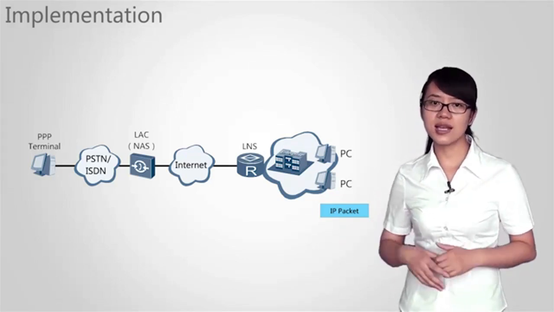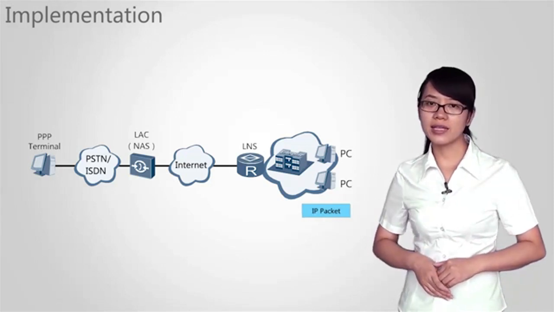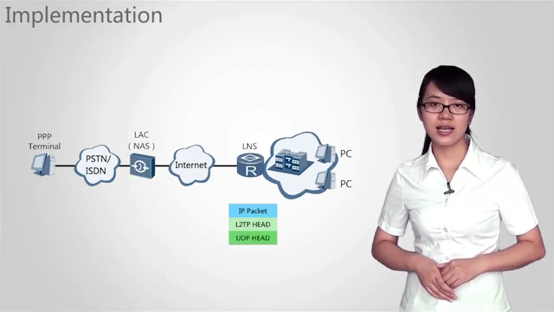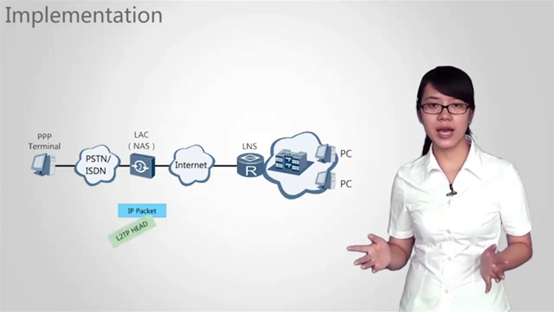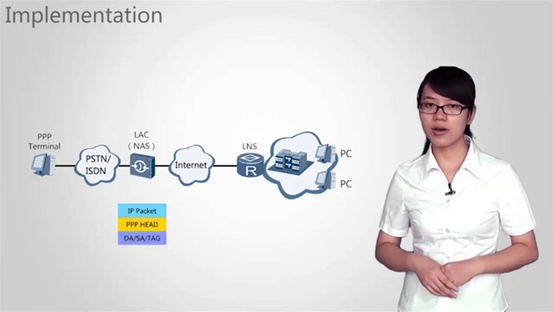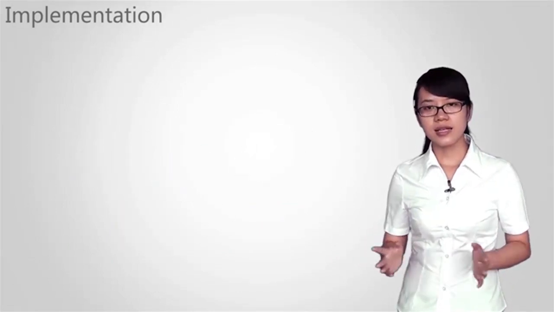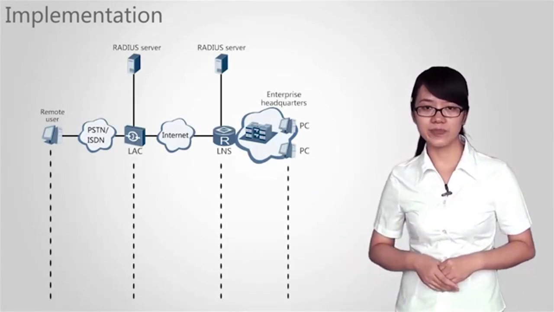When the headquarters sends a reply message back to the remote user, the packet encapsulation procedure is similar to the procedure in the preceding scenario, in that the PPP header is added to the reply packet after reaching the LAC. Next, I will talk about how to set up an L2TP connection.